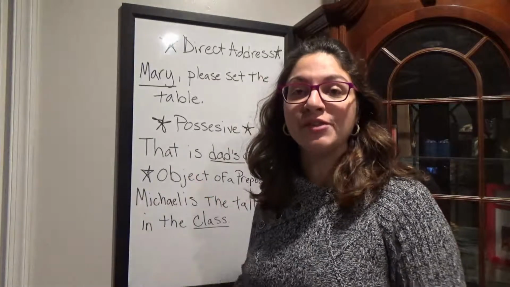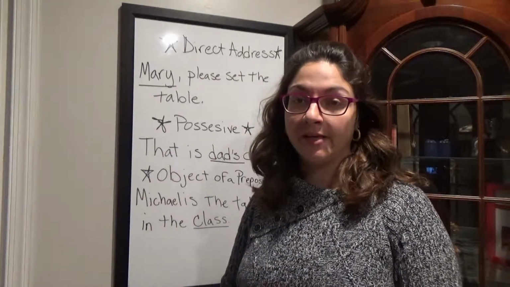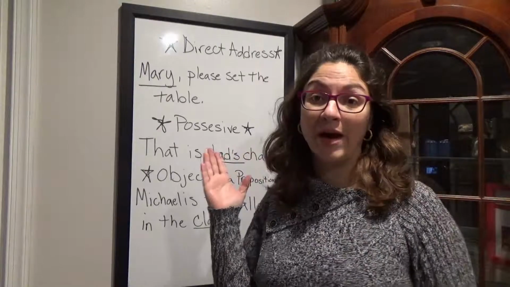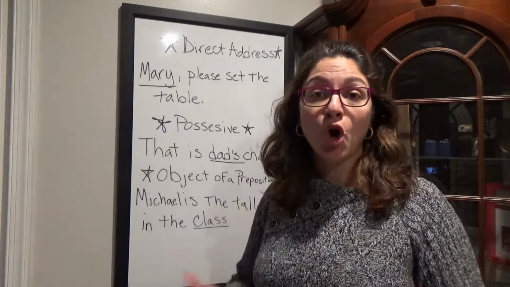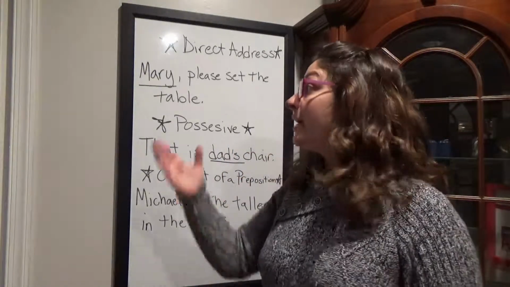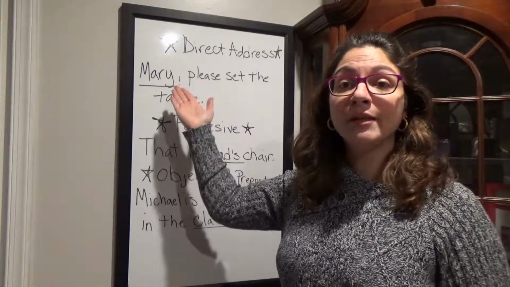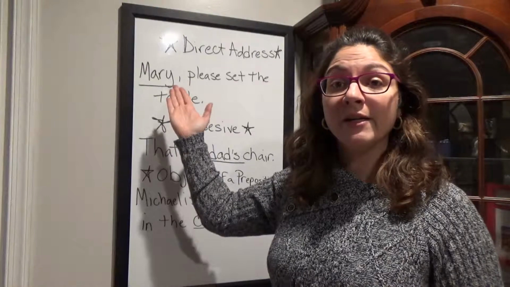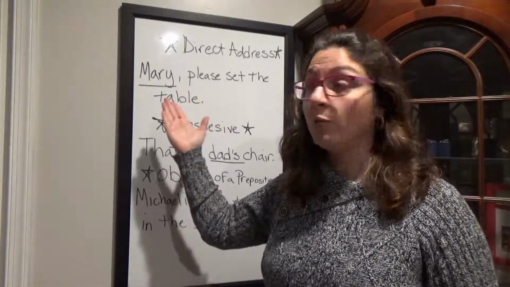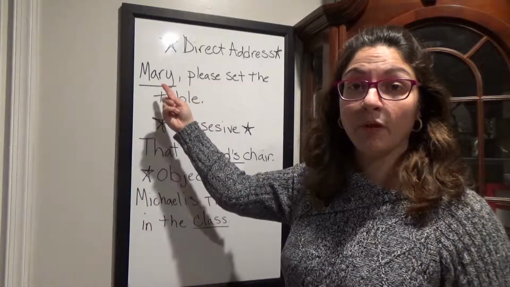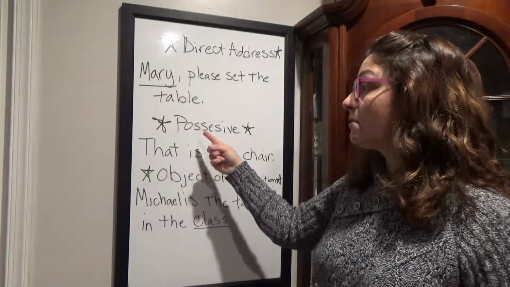Okay, so these are the last three examples for uses of a noun in a sentence. The first one is a direct address. That means we're directly talking to someone specific. In this example, it says, Mary, please set the table. We're directly talking to Mary. Mary is a proper noun. It is someone's name. So there's our first example of that type of noun in a sentence.